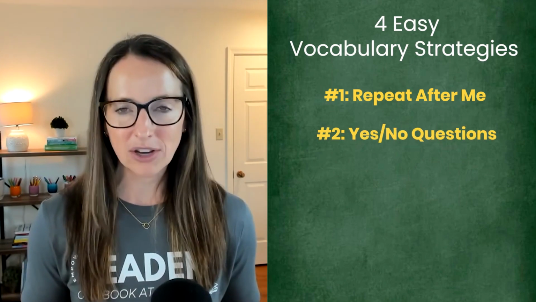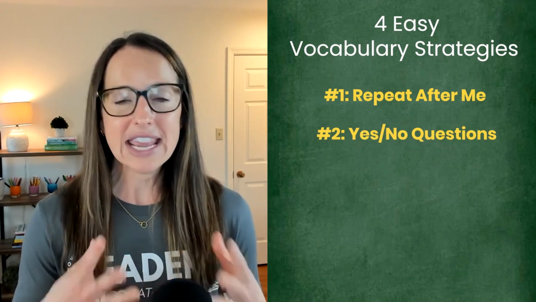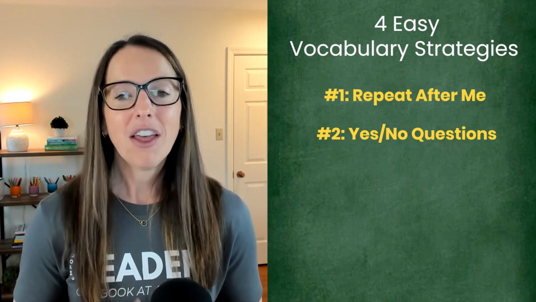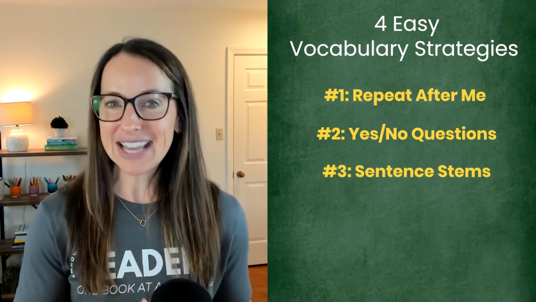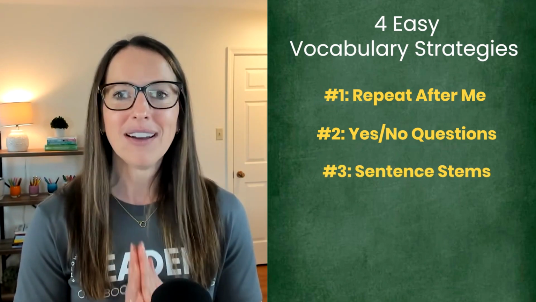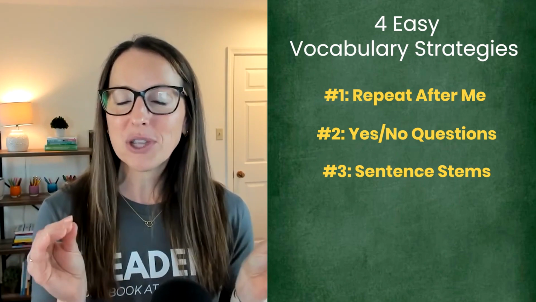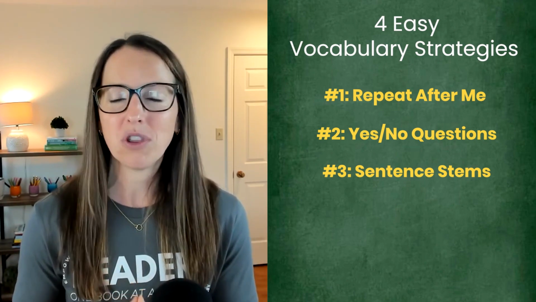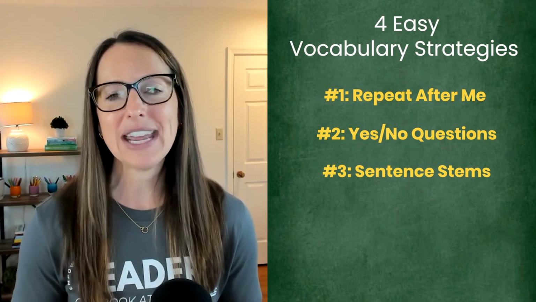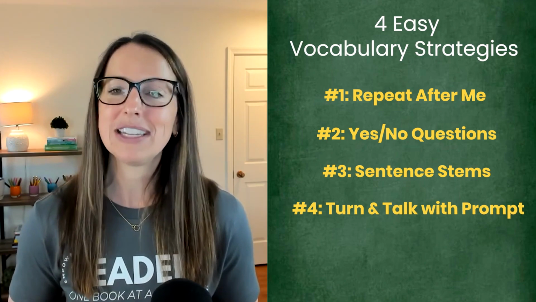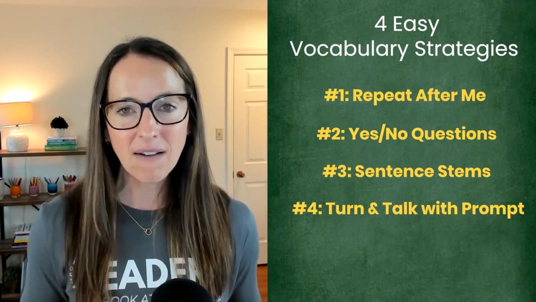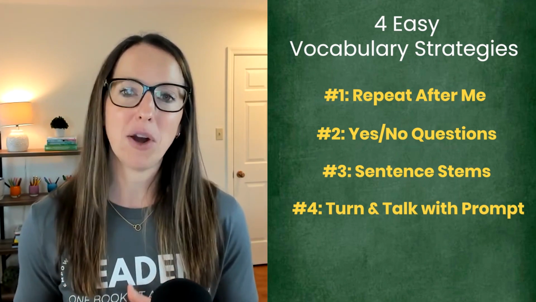The second one was asking yes or no questions, where you're going to ask your students a yes or no question with that word. The third one was giving your students sentence stems that include the word. So you're going to give them a sentence stem that includes the word, and then they're just going to finish it with their own thoughts or opinions. And then the last one is turn and talk with a prompt. So students do get to have a more authentic conversation around that word with a little bit of support.